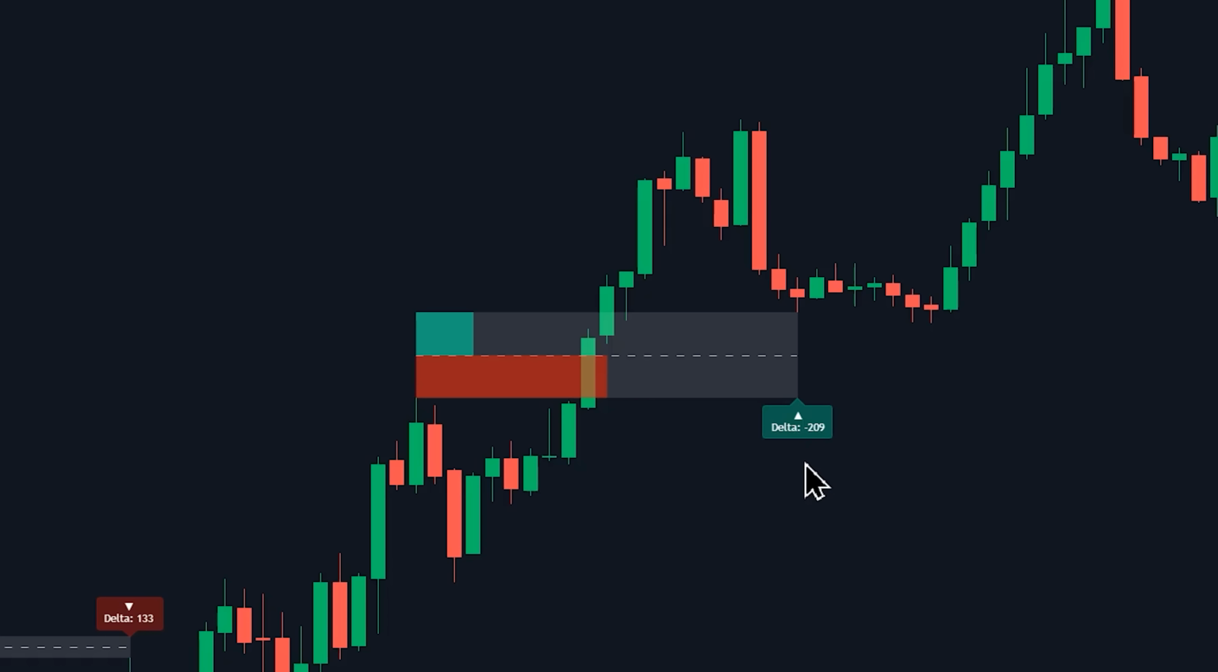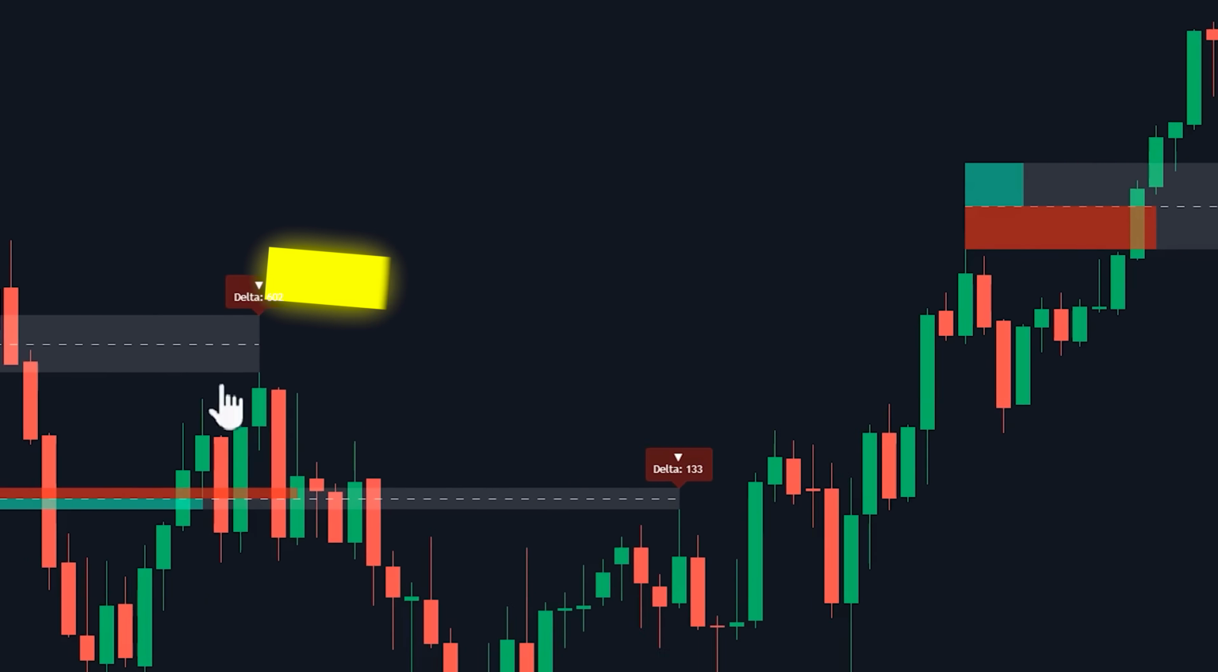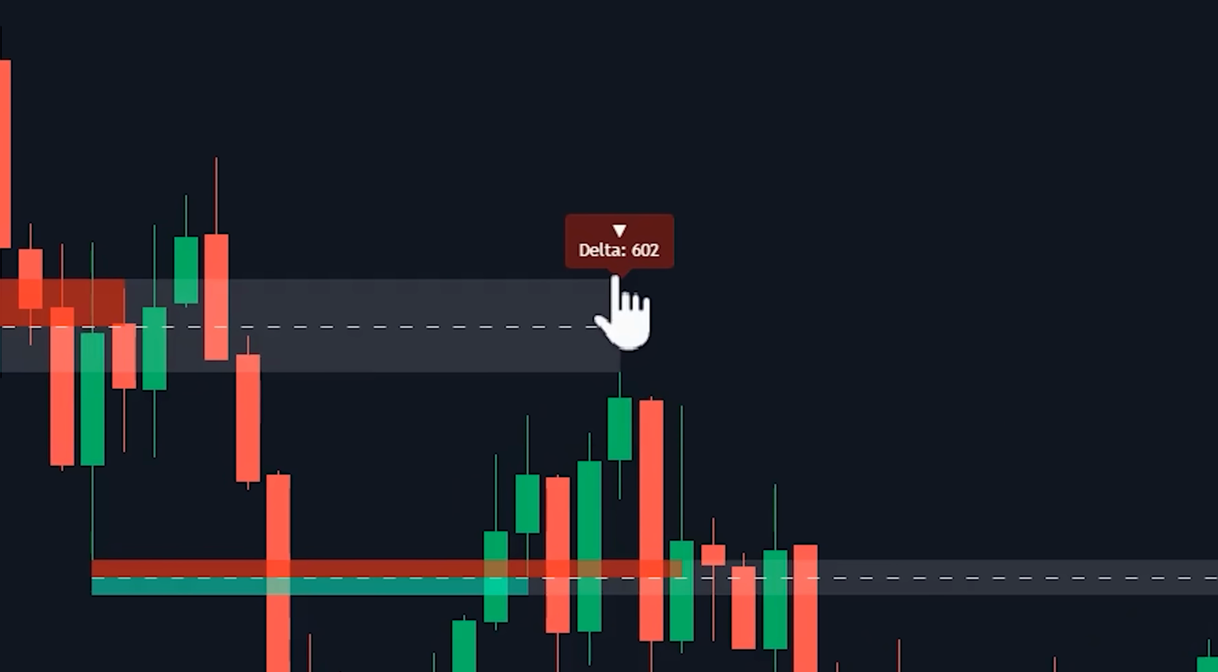When using this indicator to trade for bullish break and retest entries like this one, you want to ensure that the delta value is positive because that would indicate that there are more buyers than sellers in the market during the retest.